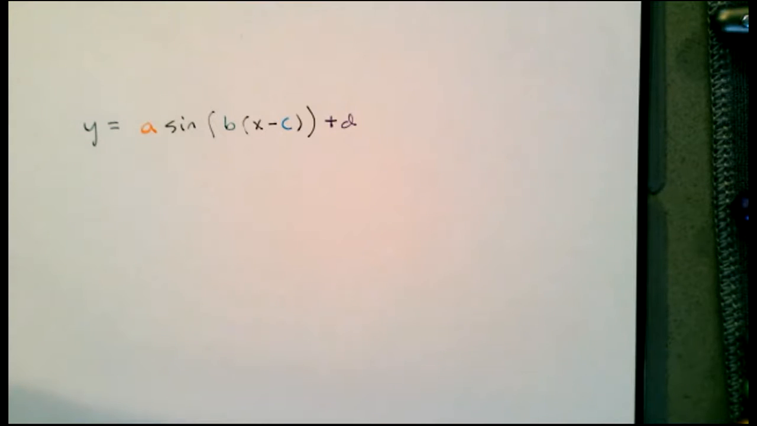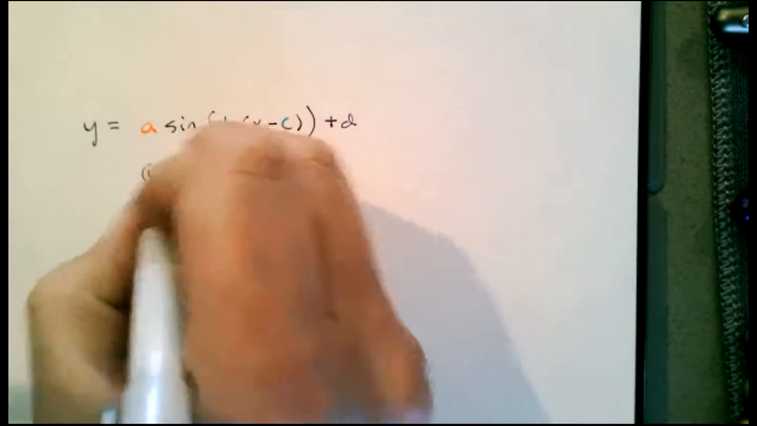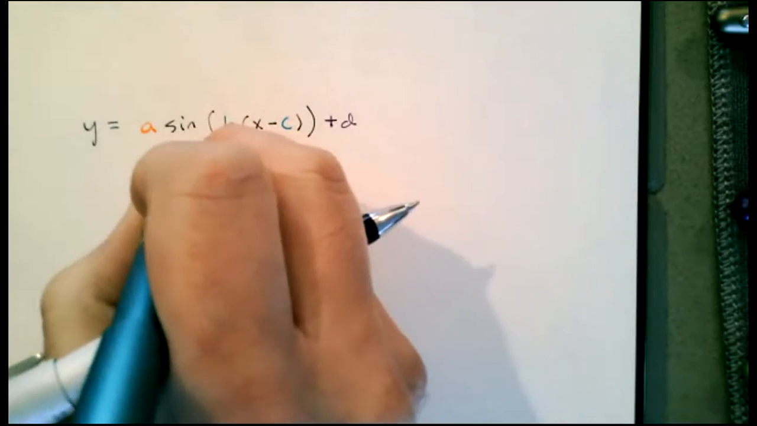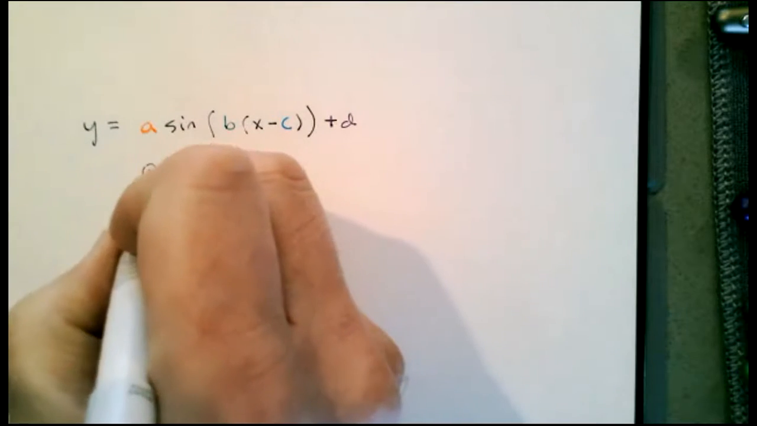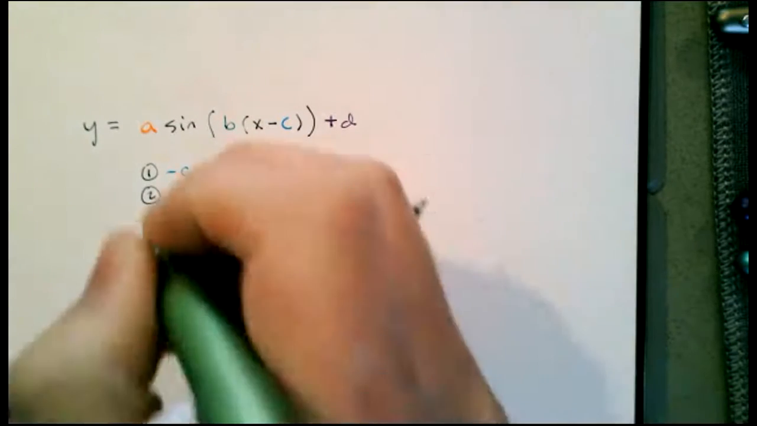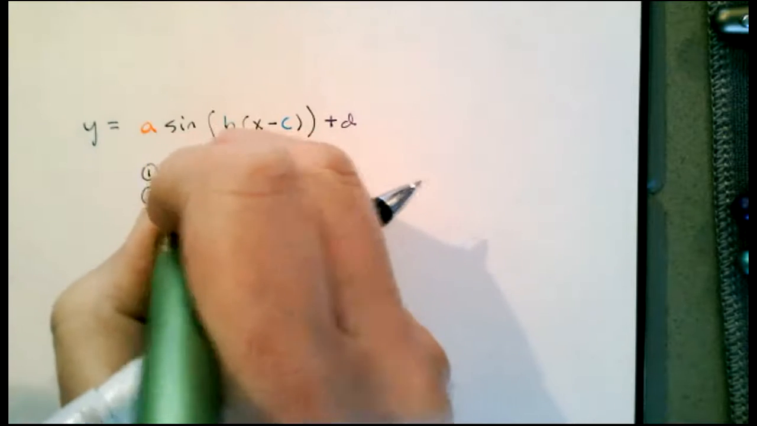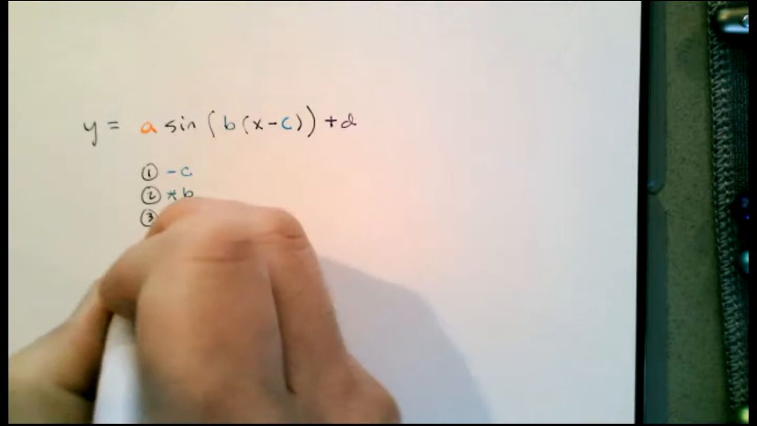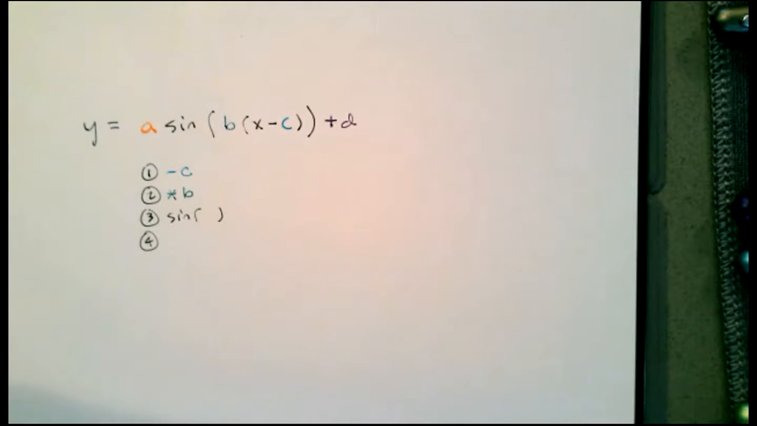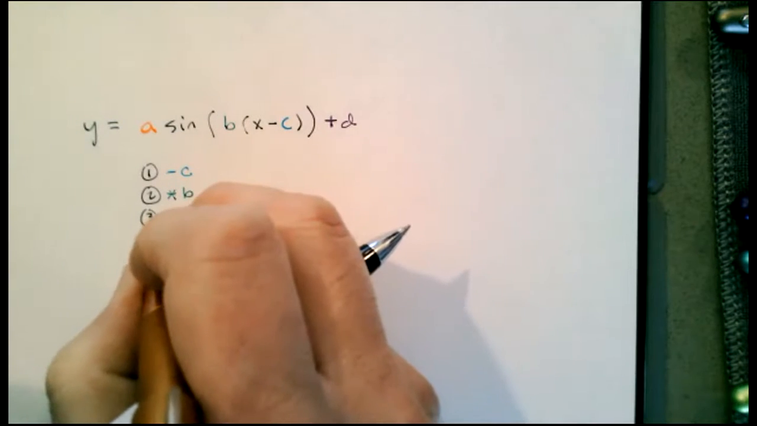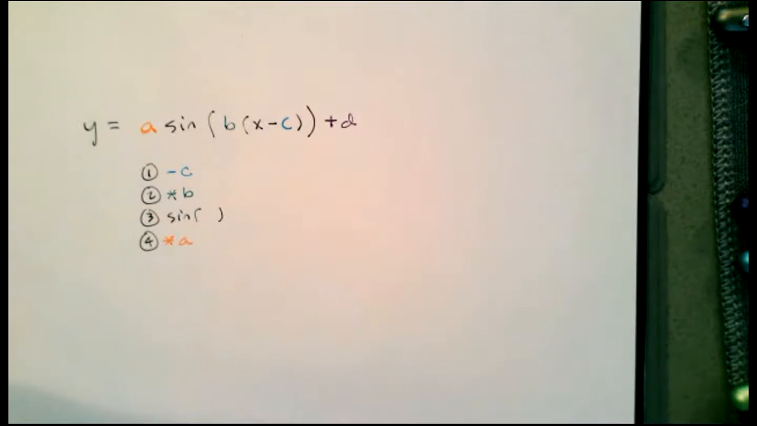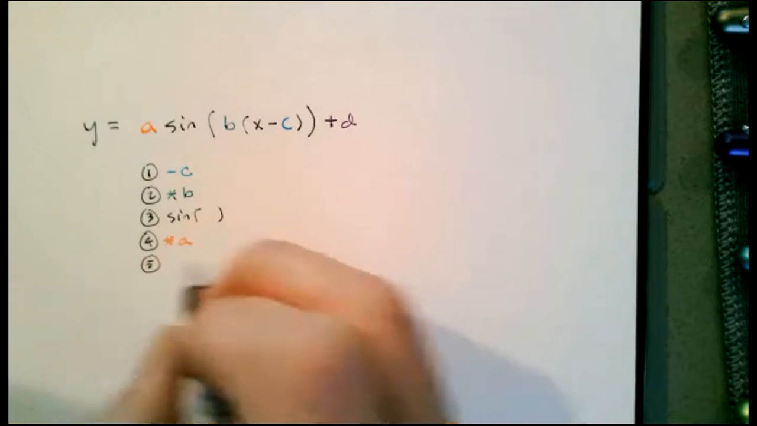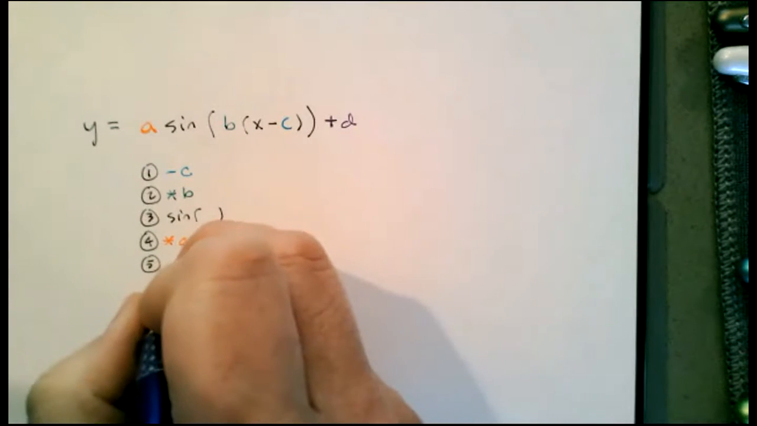Now we want to read the order of operations. The first thing that happens to x is we're subtracting c. The second thing that happens to the x is that we multiply the result by b. Then third, we find the sine of the result. And then fourth, we multiply by a, because multiplication goes before addition unless there are grouping symbols telling us otherwise. And fifth, we add d.